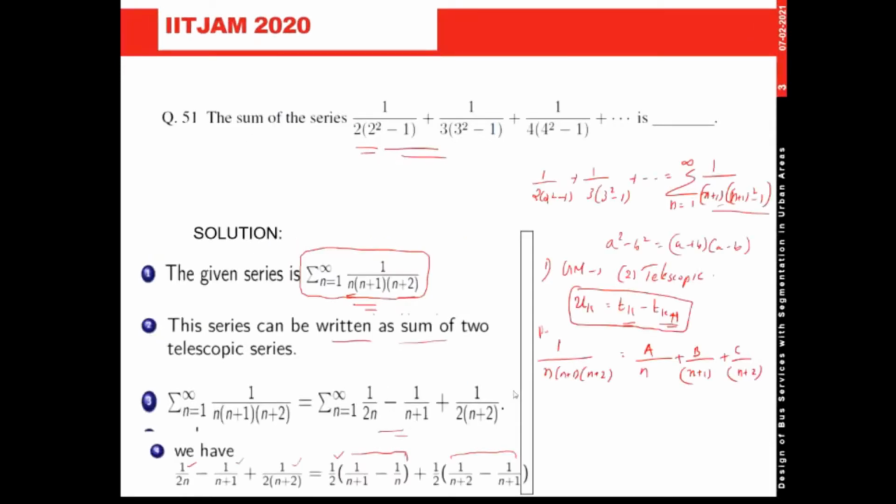So what we can do is we can write this series as sum of these two series. The series n equal to 1 to infinity 1 by n into n plus 1 into n plus 2 can be written as 1 by 2 times sigma n equal to 1 to infinity 1 by n plus 1 minus 1 by n, plus 1 by 2 times sigma n equal to 1 to infinity 1 by n plus 2 minus 1 by n plus 1.